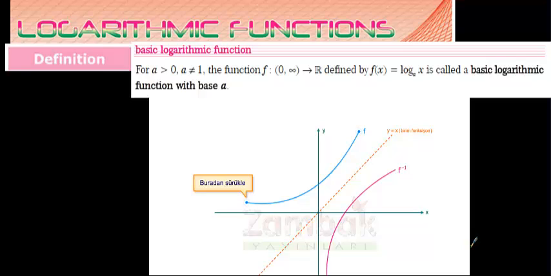Yes, this is lesson 9. In this lesson, we are going to study the graph of logarithmic functions and the domain of logarithmic functions. Firstly, we are going to learn the graph of the logarithmic function.